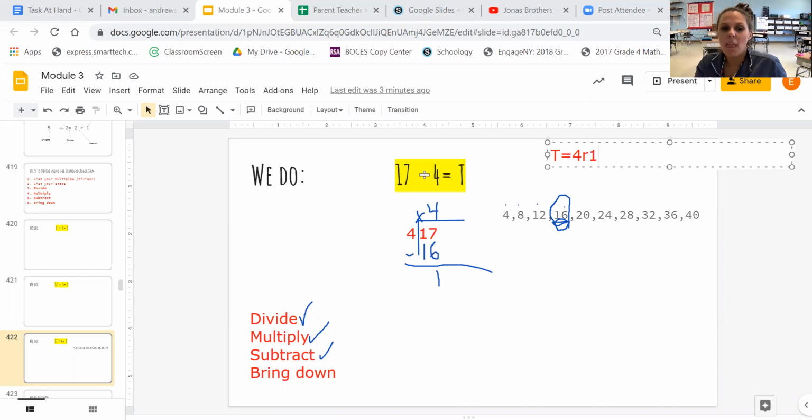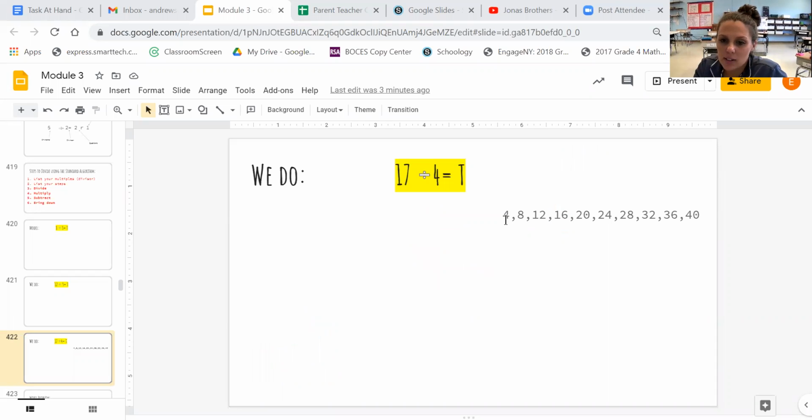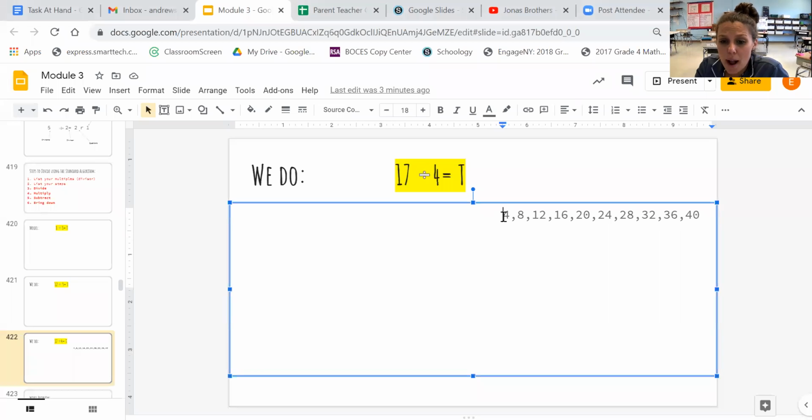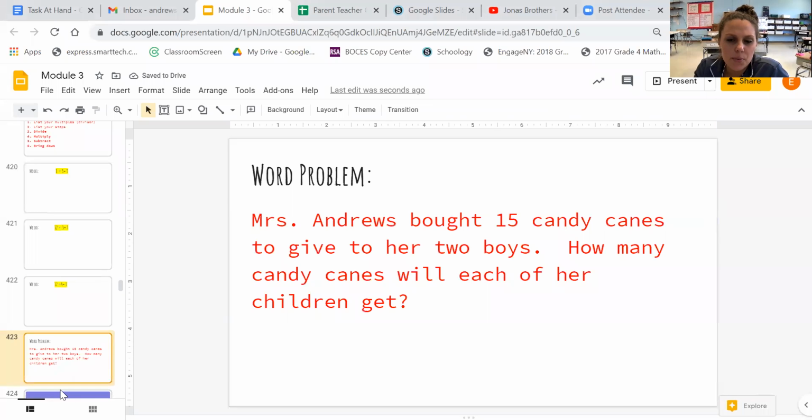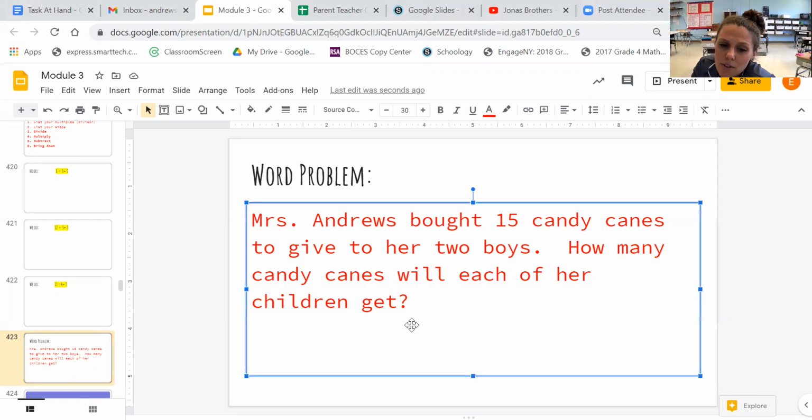Okay? Nice job. We're going to end before you do your exit ticket. Hopefully there's enough time with a word problem. So they're doing the same thing we were doing, but now it's within a word problem. Let's read it. Mrs. Andrews bought 15 candy canes to give to her 2 boys. How many candy canes will each of her children get? So I only have 2 kids. I'm going to solve 15 divided by 2.